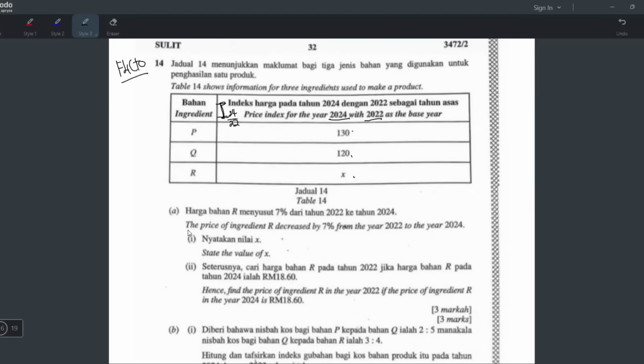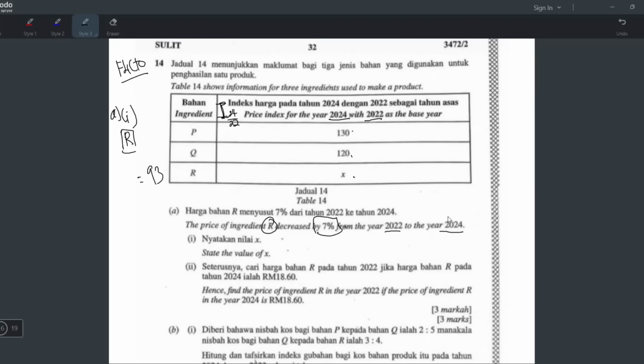So let's see. The price of ingredient R decreased by 7% from the year 2022 to 2024. Number 1, state the value of X. So A1. They mentioned some information here. For ingredient R, the price decreased 7%. So the index would be 93 lah. Because when you decrease by 7%, it means 100 minus 7, 93.